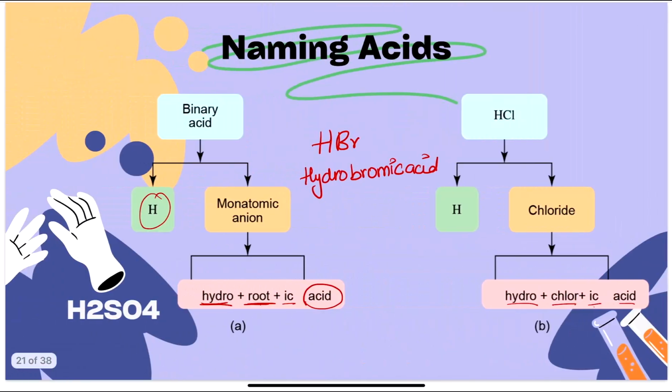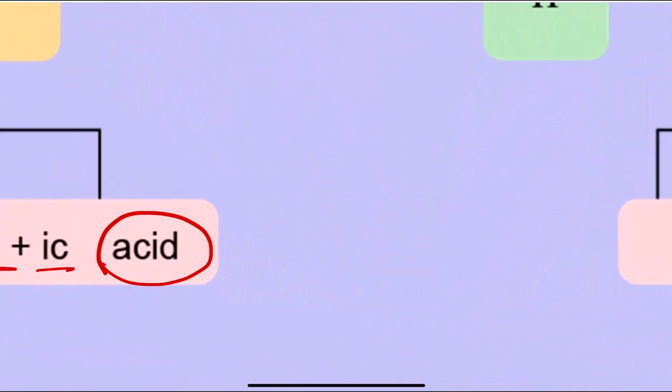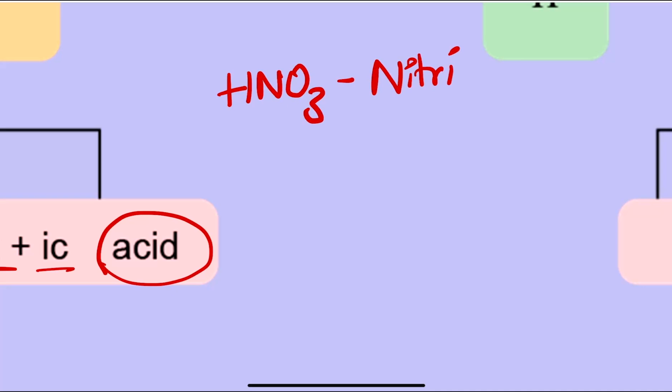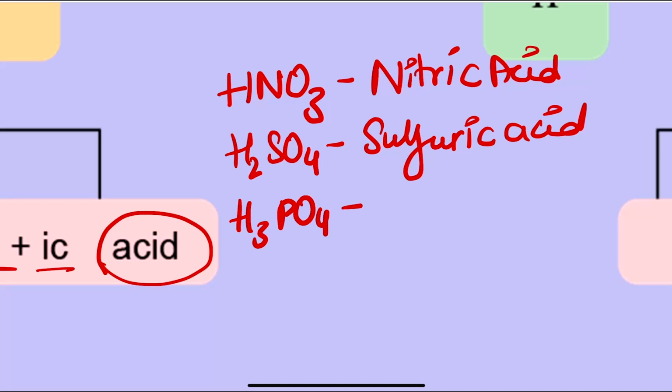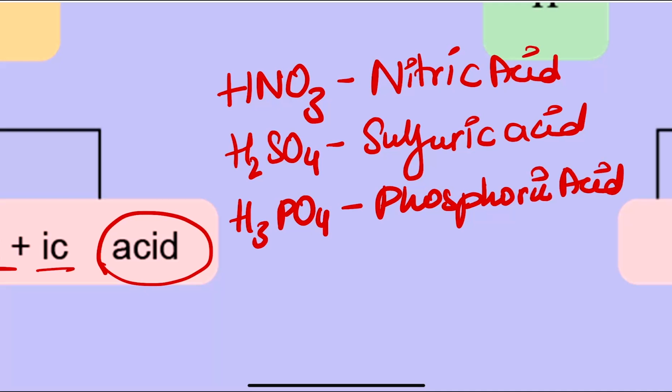But you also have exceptions here. So if you have other acids that you need to know names of, we have HNO3. This is called nitric acid. And then you have H2SO4. This is sulfuric acid. There's also sulfurous acid when you have H2SO3. And then you have H3PO4, which is phosphoric acid. So these are the most common ones that you need to know.